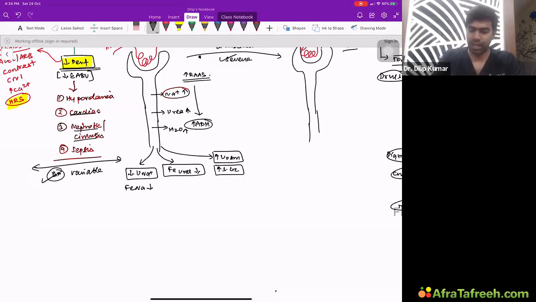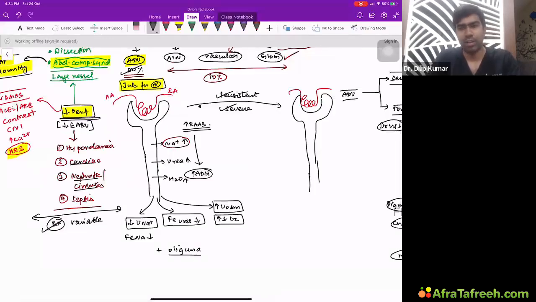But the patient may have oliguria. Usually they will have oliguria. Why oliguria? Because you know that these patients are having low perfusion. If they're having low perfusion of the kidneys, how in the world do you think they will not have oliguria? They will definitely have low urine output because of low perfusion in the first place.